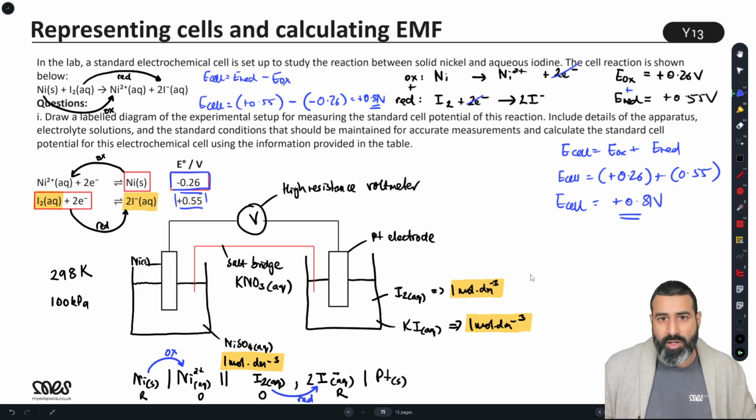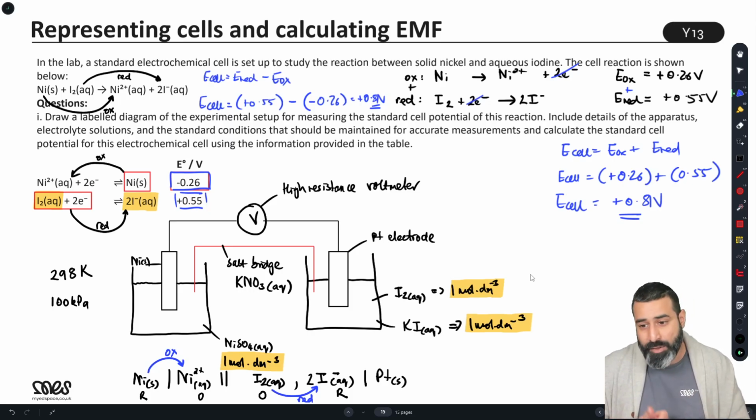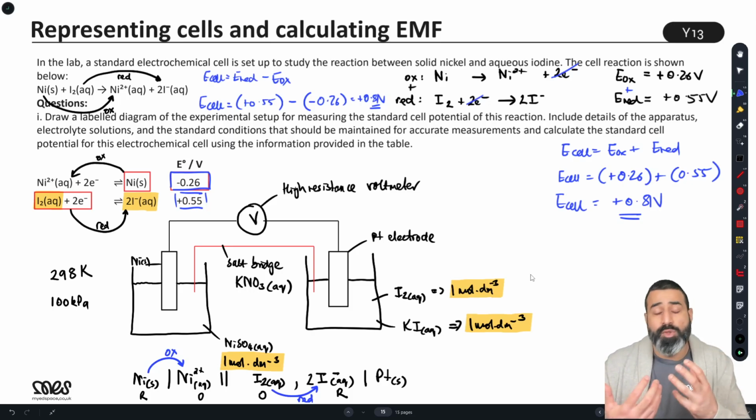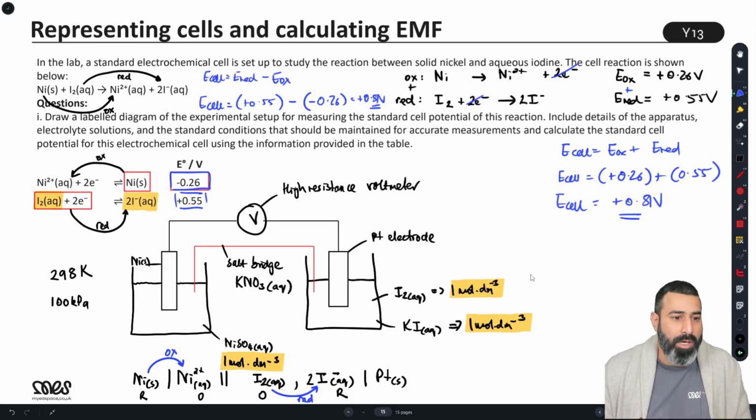All right, so we have represented cells, talked through all the different parts of representing a cell. So if you have species which are in aqueous solution or gases, you need a platinum electrode, you need wires, high resistance voltmeters, and salt bridges. And then we've also talked through calculating EMF as well.